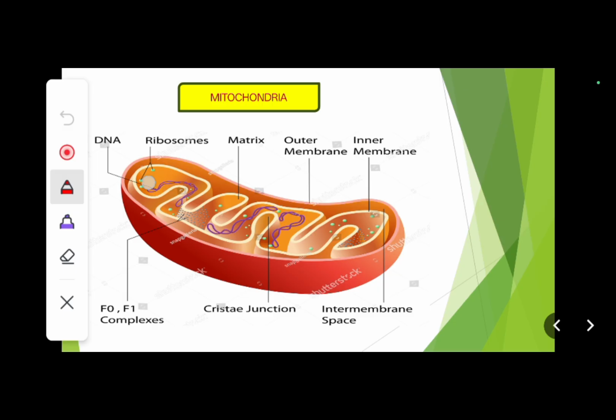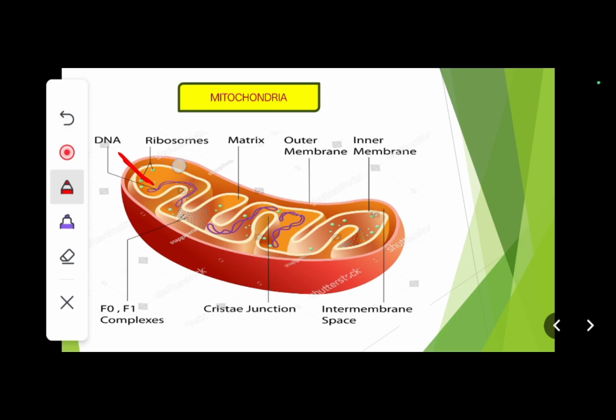So here is a clear structure of mitochondria. Mitochondria also contain DNA like a nucleus. It is a separate DNA which doesn't come from mother and father. It comes from only the mother. The DNA present inside the mitochondria comes from the mother only. Here ribosomes are also present, and DNA is also present. This DNA is known as mitochondrial DNA.